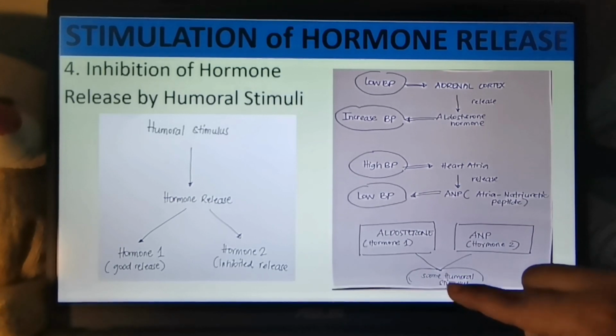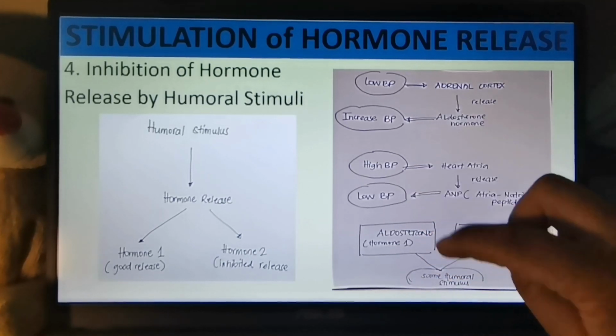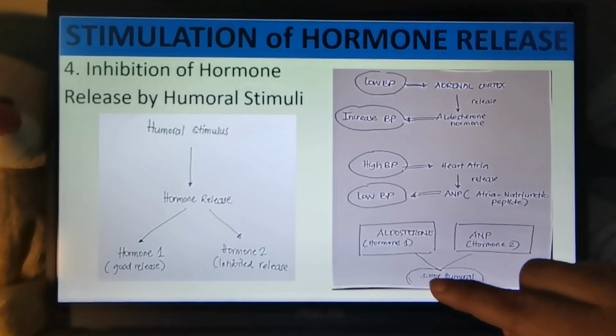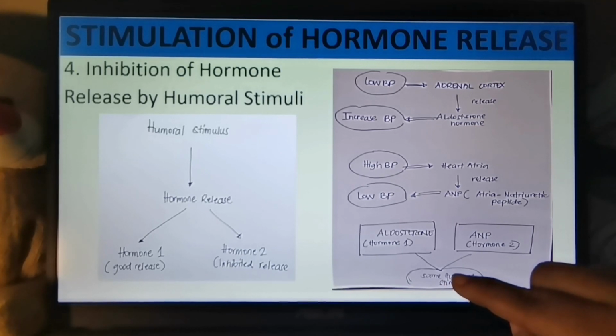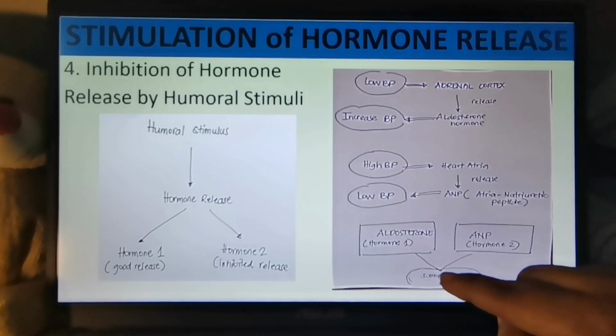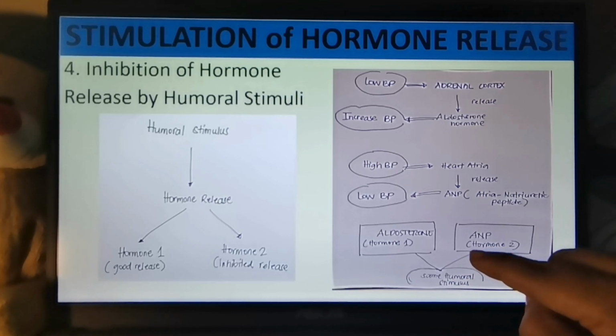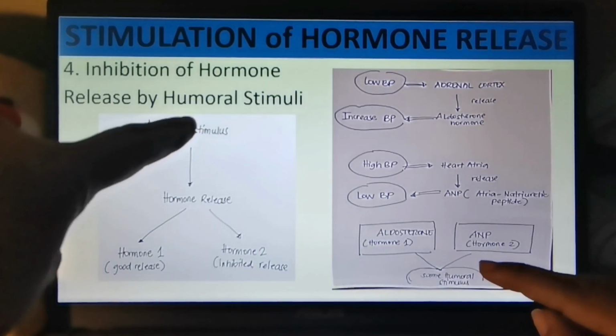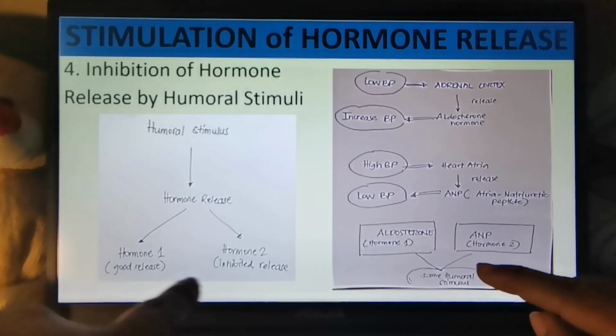So, eto na. Same humoral stimulus. Ano ibig sabihin ng same humoral stimulus? Same stimulus here, BP. We are talking about the blood pressure, but there are two different hormones that are involved in that. So your blood pressure can be increased by your aldosterone, which is your hormone 1. Pag nasobrahan naman ng increase ang BP mo, marirelease na din itong ANP, which is your atrial natriuretic peptide. Naintindihan ba? Parehas na humoral stimulus, nagkakaroon ng hormone release pero magkaibang hormone.